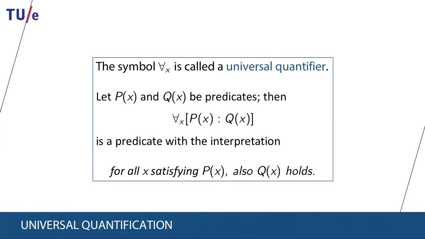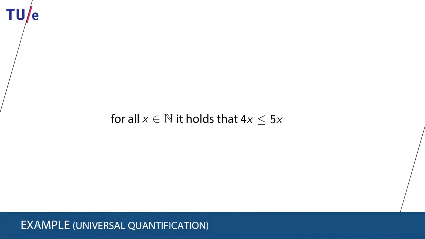The predicate P, which intuitively specifies the domain of the quantification, appears before the colon. The predicate Q, which is thought to be quantified, appears after the colon. Formulas that have a universal quantifier as main symbol, as you see here, are generally called universal quantifications. Let's return to our example. For all natural numbers x, it holds that 4x is less or equal 5x.